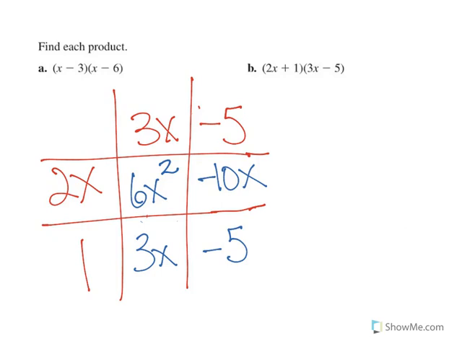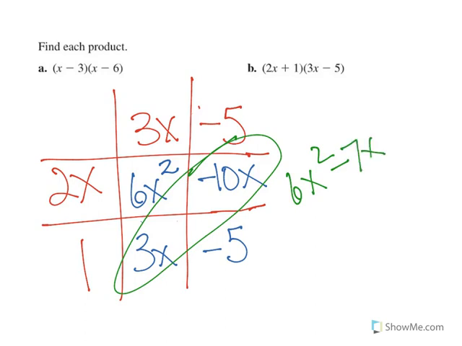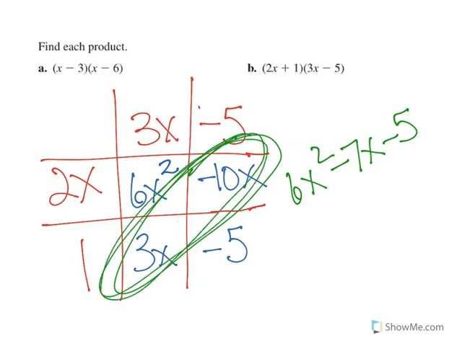So we write this out. And I'm actually going to do it this way. So let's combine those as we go. So 6x squared minus 7x minus 5. So you can skip that middle step of writing it all out if you know that it's these two that get added together. Okay? So that's the box method.